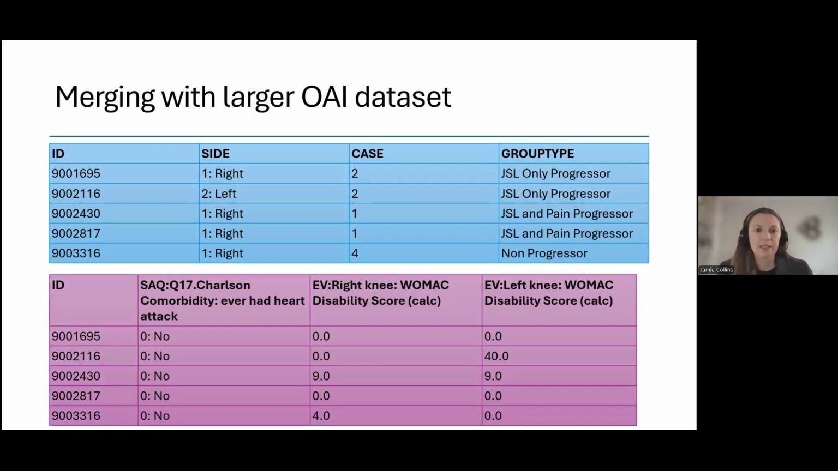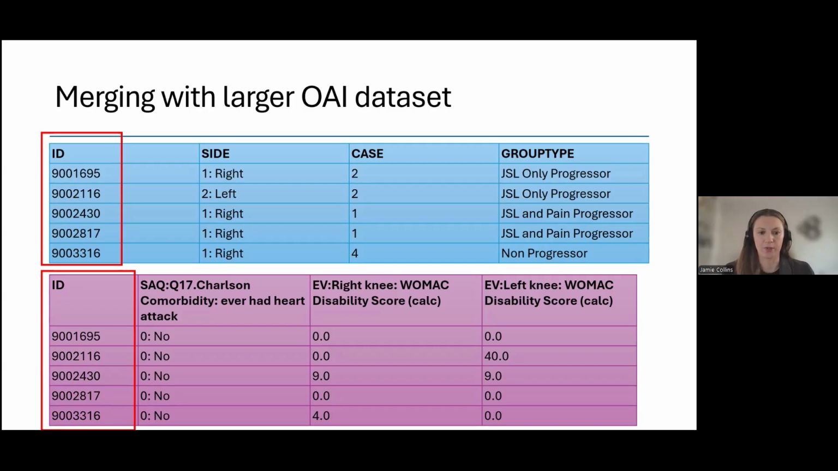These data can be linked, as I said, to the larger OAI dataset, simply using the ID variable. So it's the same ID in both datasets. The top is the clinical data from the FNIH download, and the bottom is the all clinical data from the larger OAI. So for example, if you wanted to get comorbidities and WOMAC function and merge that in with the FNIH data, you could do that by ID. So it's really pretty straightforward.